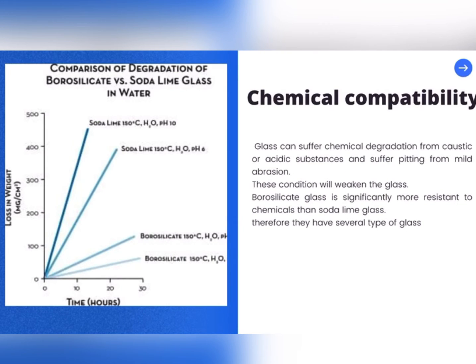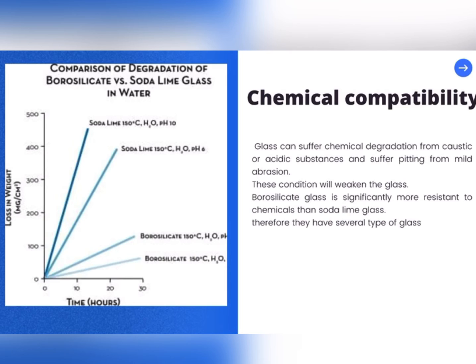Chemical compatibility. Glass can suffer chemical degradation from caustic or acidic substances and suffer pitting from mild abrasion, which means as the liquid inside the bottle is corrosive, it can get mild abrasion. Then this condition will weaken the glass. So borosilicate glass is significantly more resistant to chemical than soda lime glass. Therefore, they have several types of glass. They have four. So the most suitable glass is borosilicate glass, type 1. So here we can see the graph comparison of degradation of borosilicate versus soda lime glass in water.